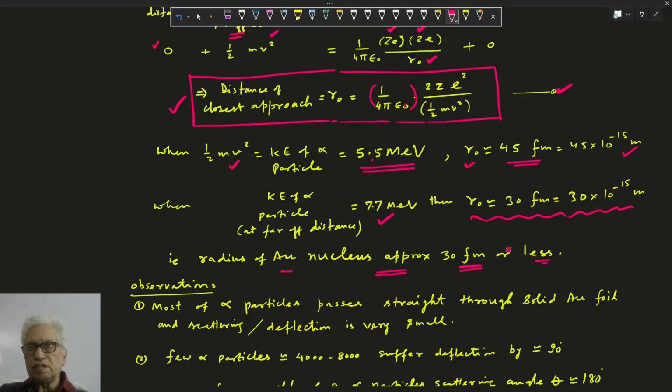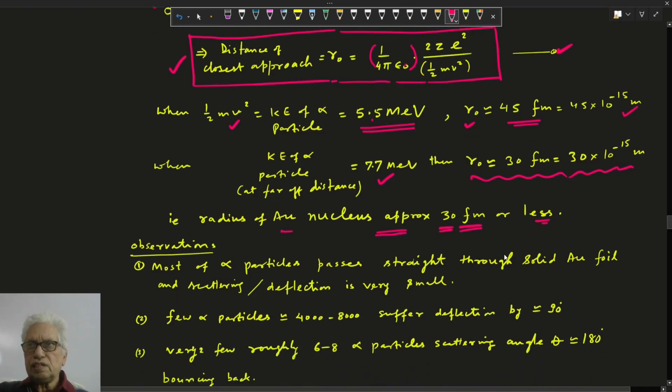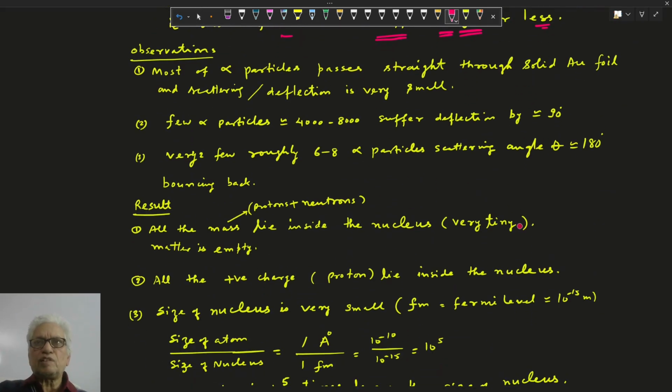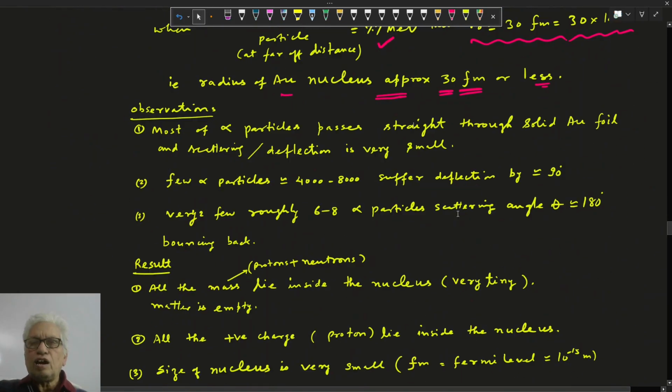We don't want to hit it. So this is approximately the maximum energy and closest distance. So this is the approximate radius of the gold nucleus here. Here, on observation from the graph, we can see the observations.